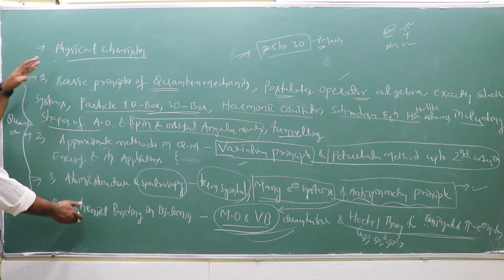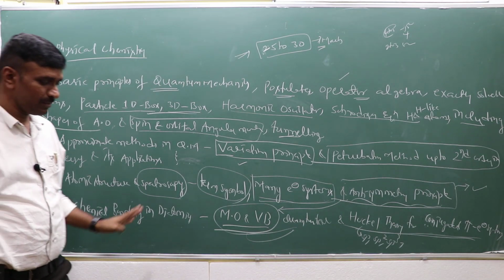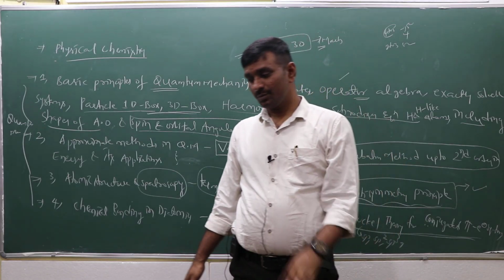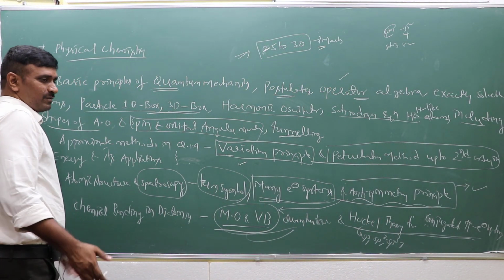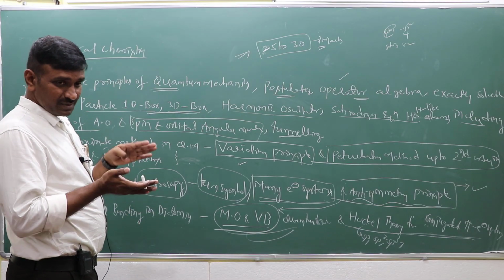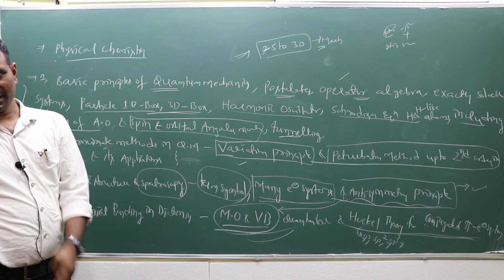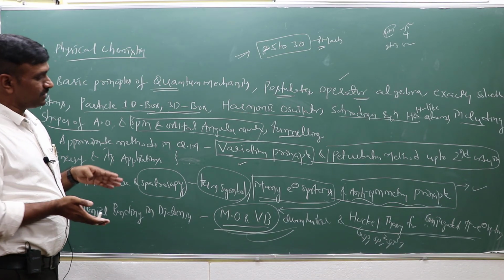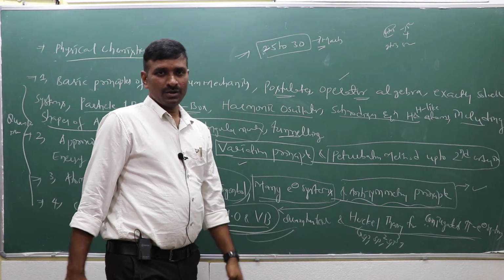These 4 units are interrelated, and they are related to quantum mechanics. Quantum mechanics covers nearly 25 to 30 marks. You may imagine, out of 200, the paper covers inorganic, organic and physical related areas. Out of the physical, these 4 units cover 25 to 30 marks.